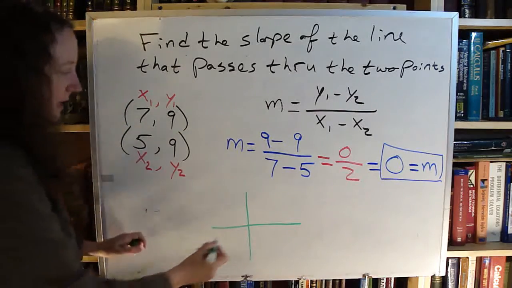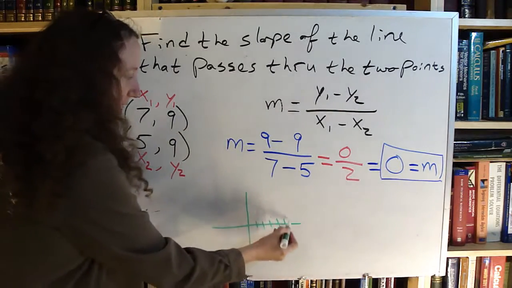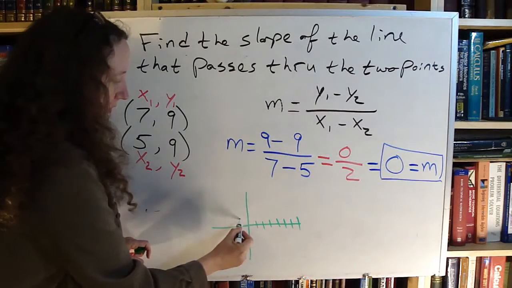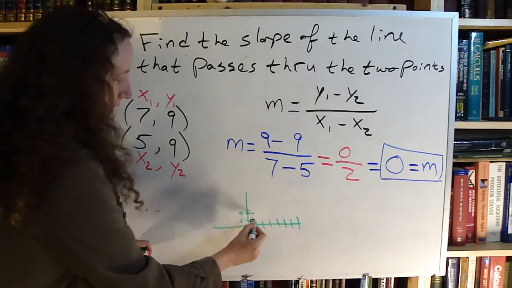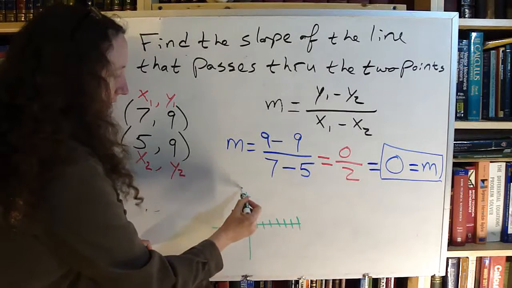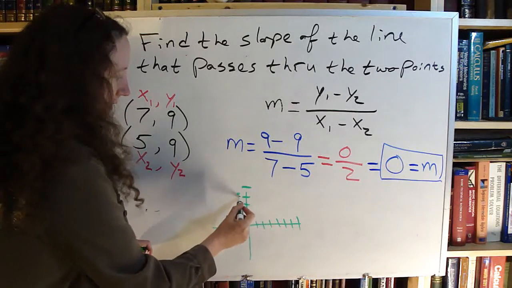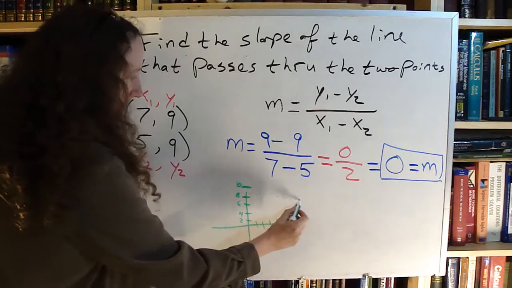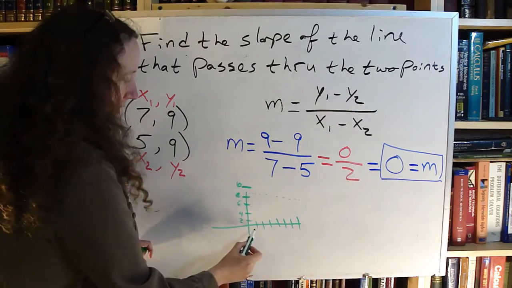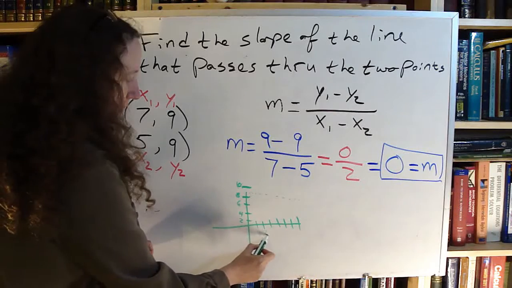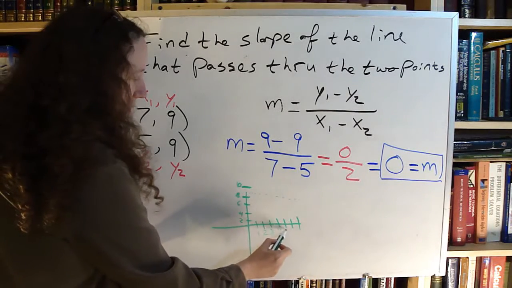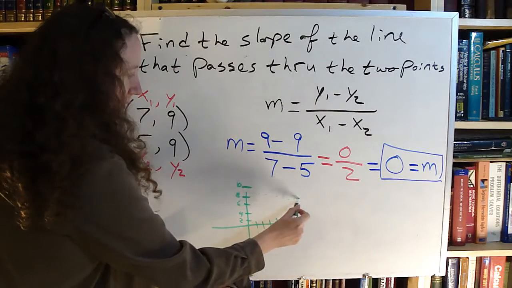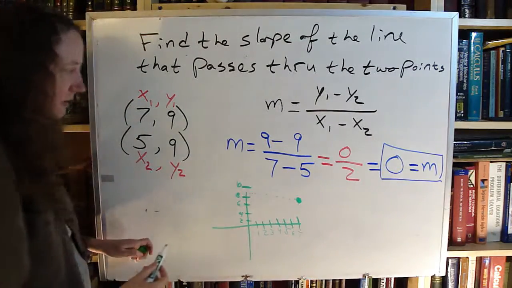7, 9. So 7 is my x. 1, 2, 3, 4, 5, 6, 7, comma 9. I'm going to count by 2's. 2, 4, 6, 8, 10. So 9 is halfway between them, 8 and 10. This was counting by 1, so 1, 2, 3, 4, 5, 6, 7. Put my dot down. There's my first point.